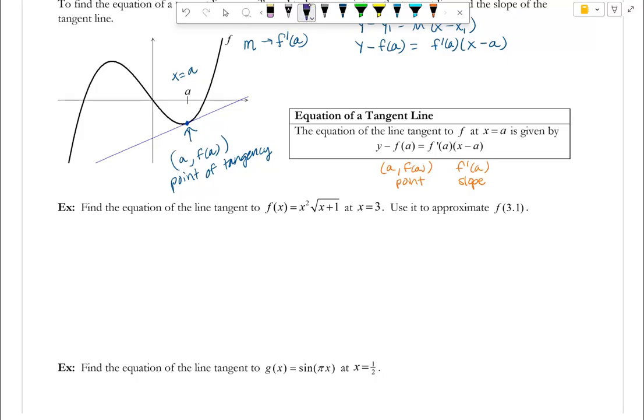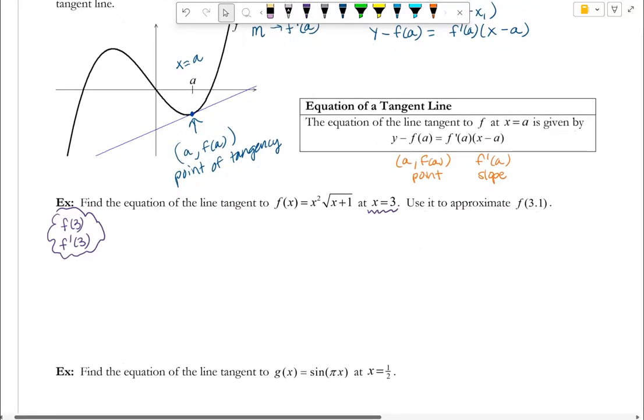So if I think about the things that I need for my equation of a tangent line, I need my point of tangency, which is (a, f of a), and I'm already given that a is 3. So what that means is I need f of 3. I also need my derivative evaluated at 3. So again, f prime of 3, that's going to give me my slope. Sometimes I like to just jot down for myself what I'm going to need to find in order to accomplish this equation.